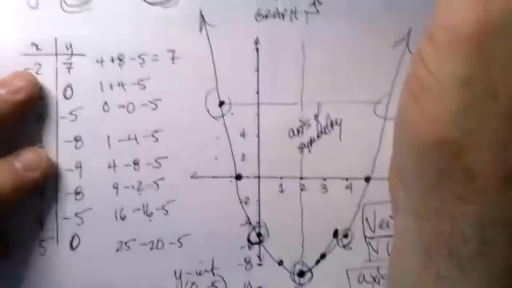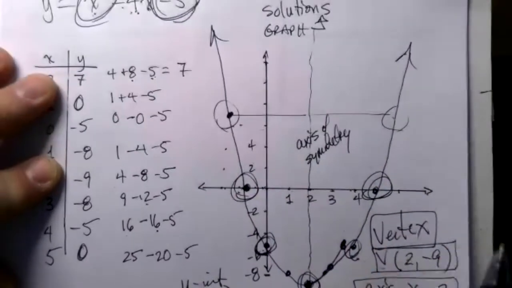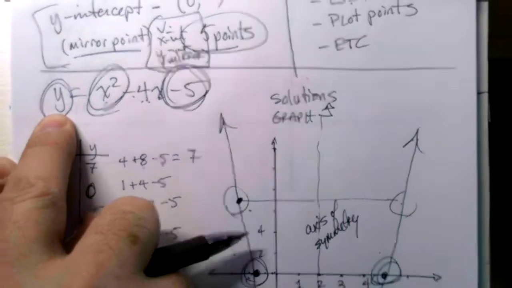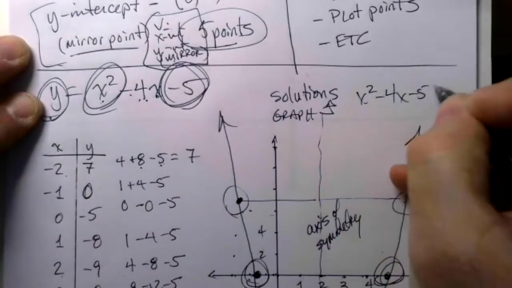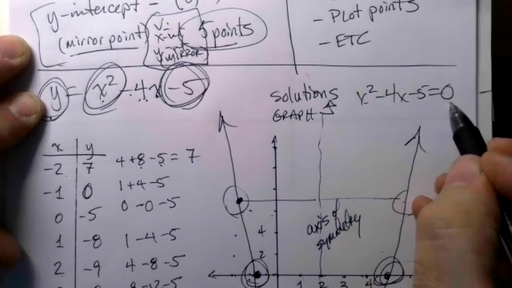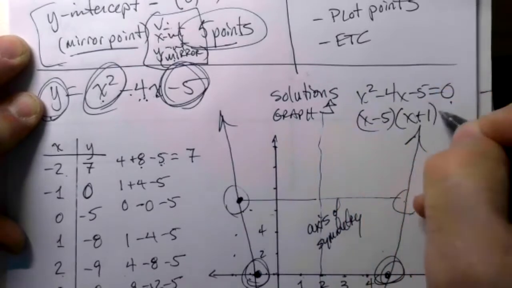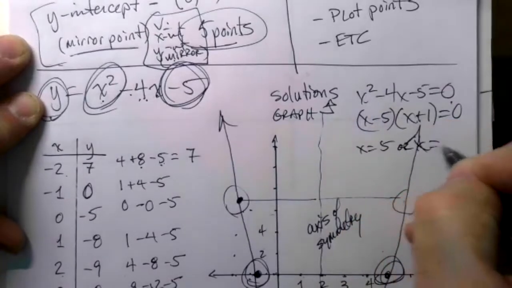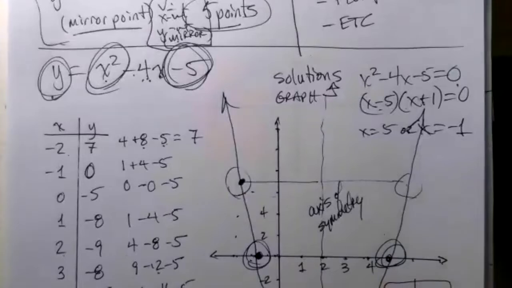Okay. The x-intercepts are where y equals 0. And where y equals 0, you could substitute 0 in here, and we could even write x squared minus 4x minus 5 equals 0 and solve this for the x values. And this is literally what we're going to be doing. So x equals 5 or x equals -1, as we set each of these factors equal to 0 and solve.